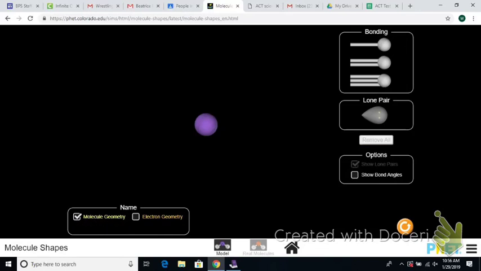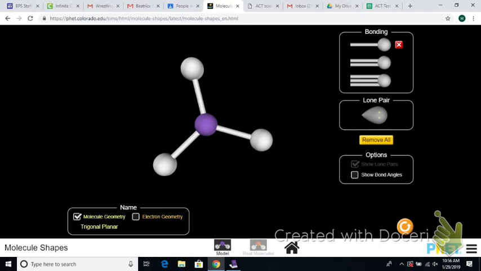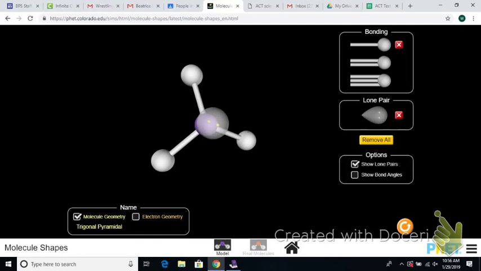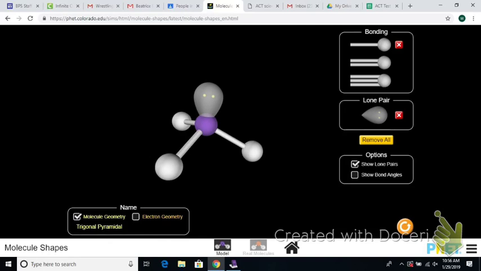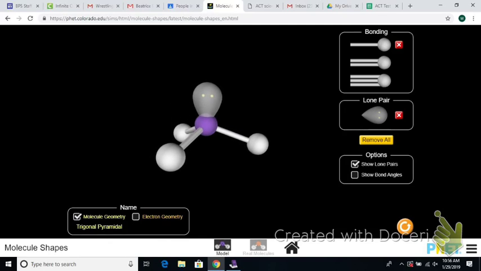Remove all, 3 single bonds. We have 1 lone pair. That's why I said on your structure in the center one, you want to show your lone pairs, because it helps you determine the shape. And there's our shape. It's a pyramid shape, and now down below we have a triangle called trigonal pyramidal. Make sense? So we'll do one more.